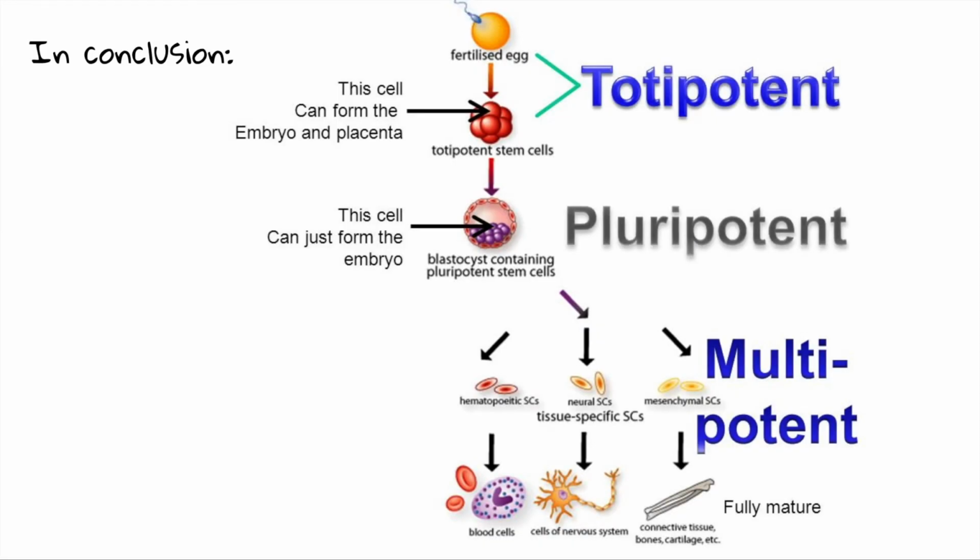Okay, so in conclusion, we learnt about emergent properties, we learnt about multicellular organisms, cell differentiation, stem cells, the different types of stem cells such as totipotent, pluripotent, and multipotent stem cells.